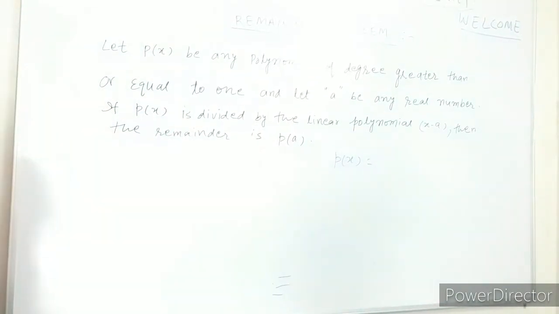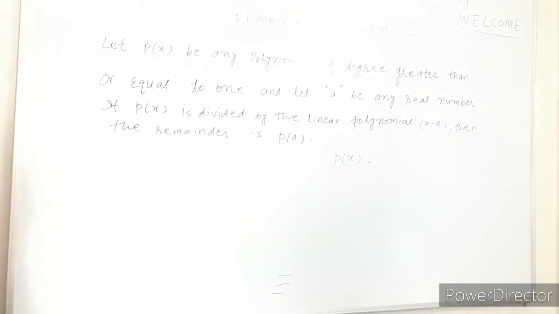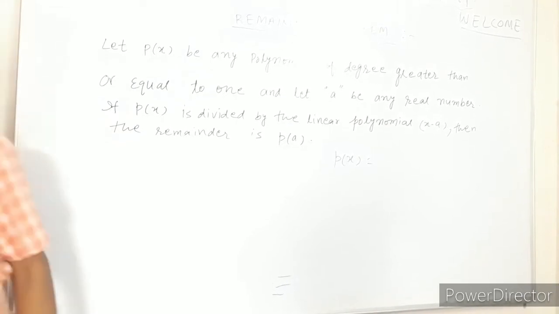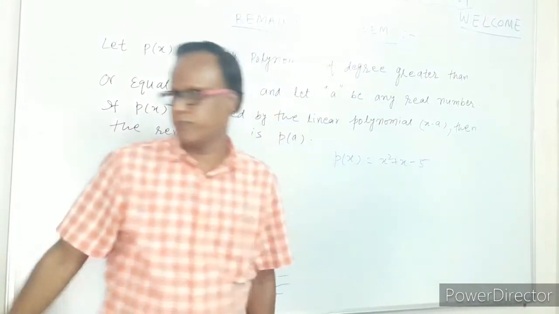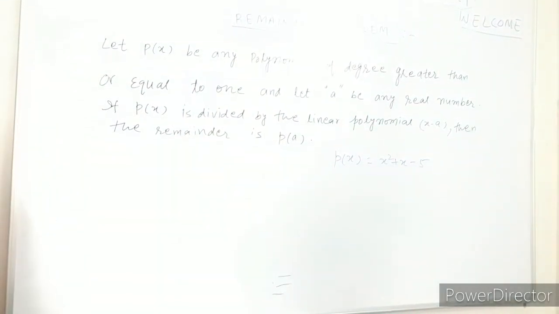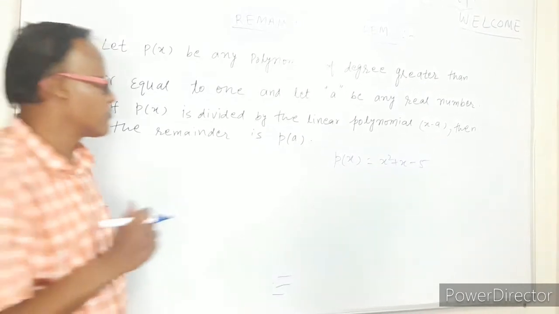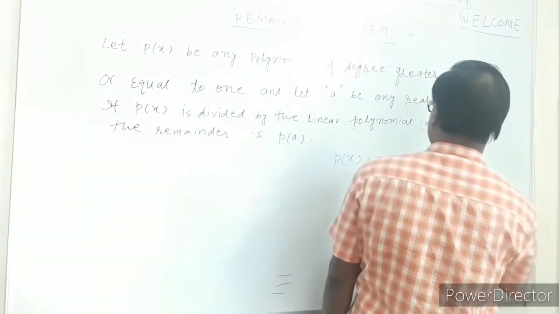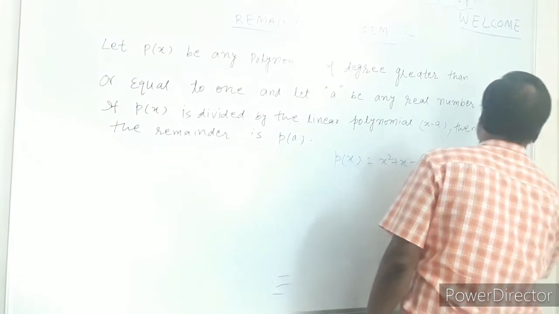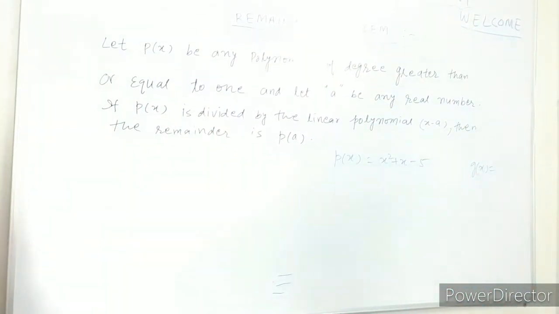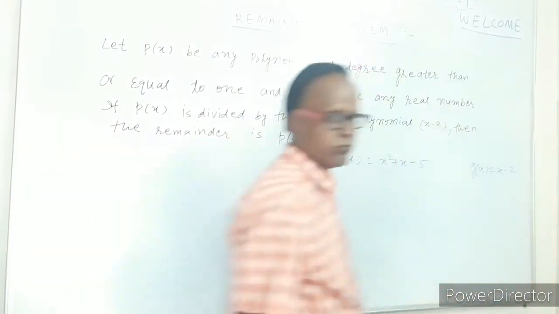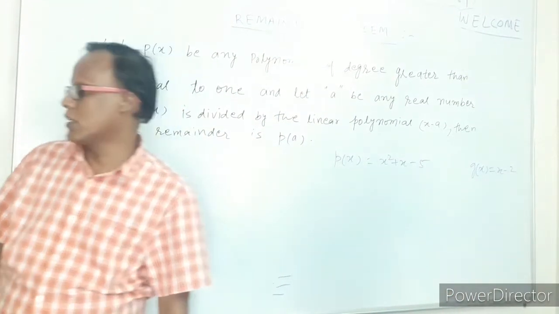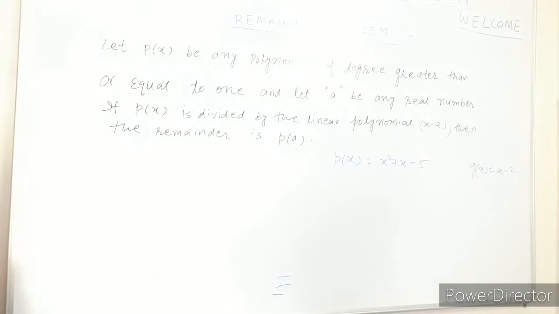For example, Px is equal to x square plus x minus 5. And Gx is equal to x minus 2.